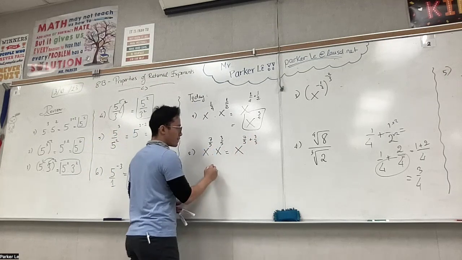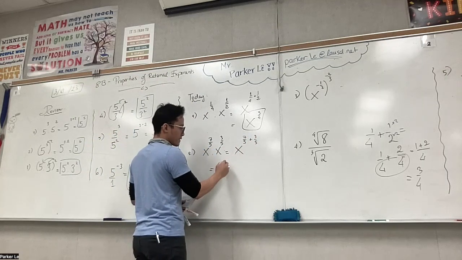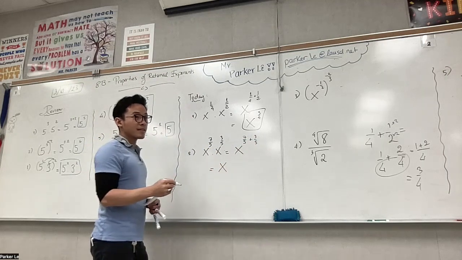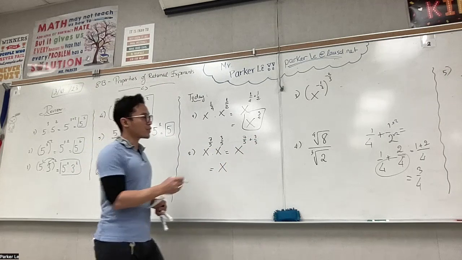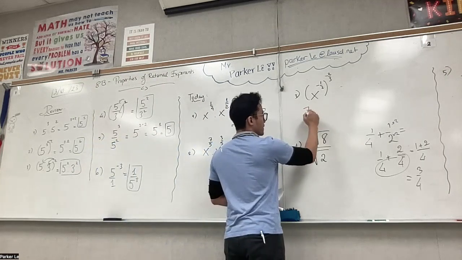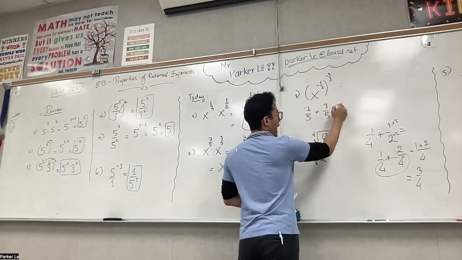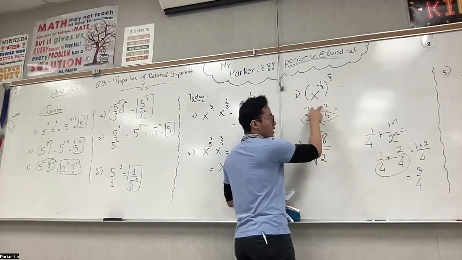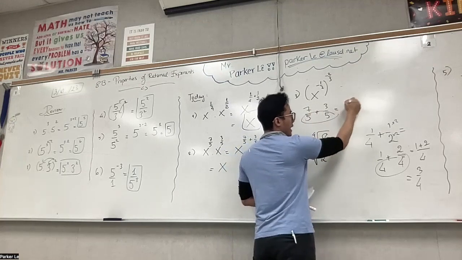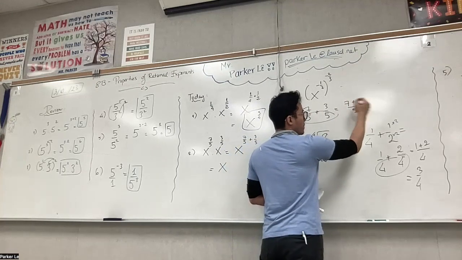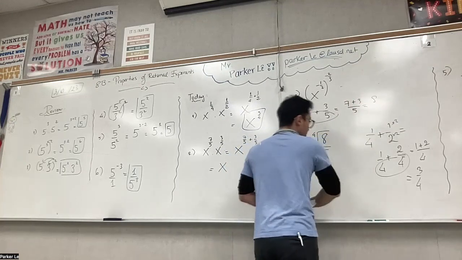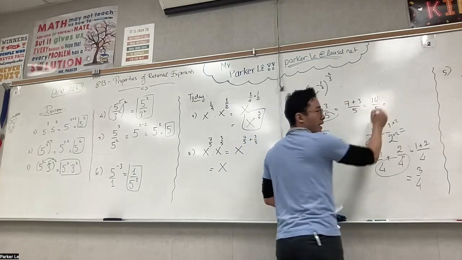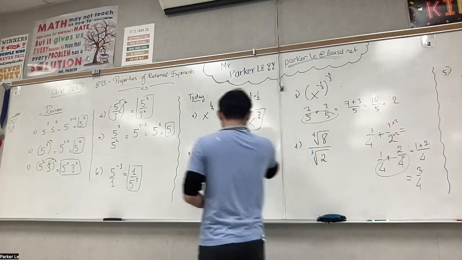So what is 7 over 5 plus 3 over 5? Do they have the same denominator already? Yeah, so you just need to work on the top, add them, right? So you add the top. 7 plus 3 is 10. 10 over 5. What is 10 over 5? 2. Yeah.